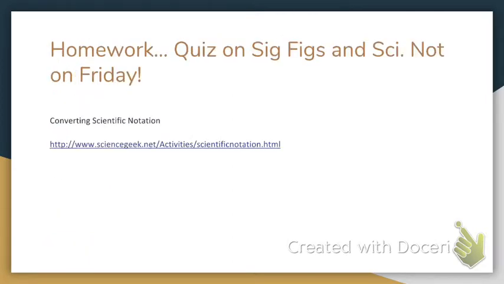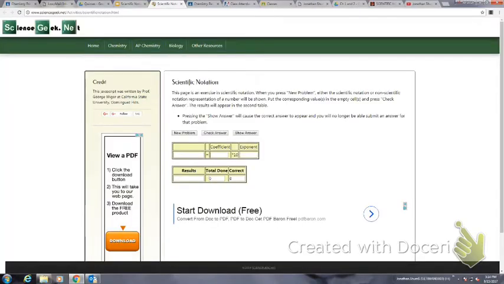All right, and there's your homework. This is pretty good. What it is, you convert it, and it tells you if it's right. So here I need 7.8, right? And then I did 1, 2, 3, 4. So the exponent will be 4, a positive 4 because it's a bigger number. Or this was initially a bigger number. And so check your answer, and then you go ahead and do a new problem. Okay?